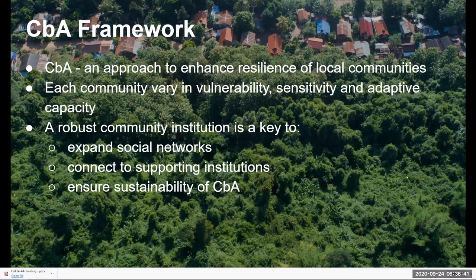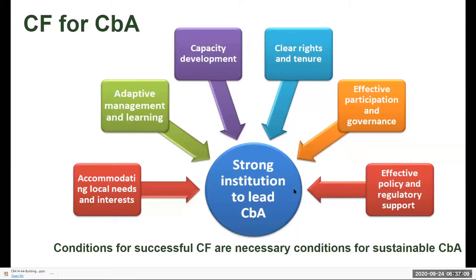I'm not talking about government institutions, but how we can strengthen their local institutions to be prepared and ready to respond to climate change. And we have to ensure the sustainability of community-based adaptation in our working areas, meaning that they need to be proactive, not just responding spontaneously to the climate change impact.